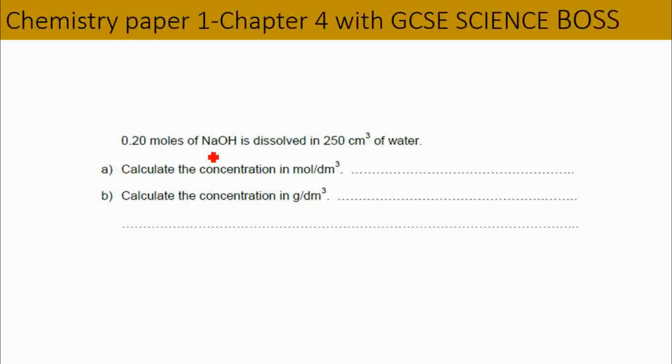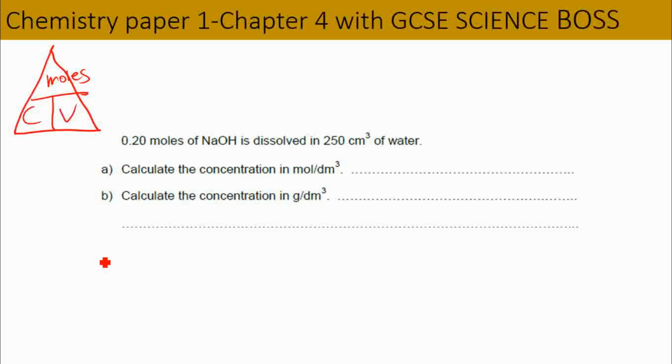I have 0.2 moles of sodium hydroxide. It is dissolved in 250 cm cube of water. Calculate its concentration in moles per dm cube. Okay, so now we are changing concentration, or we're trying to find concentration. So again, when applying for a job, what do you write? A CV, okay, with mass or moles at the top of the triangle.